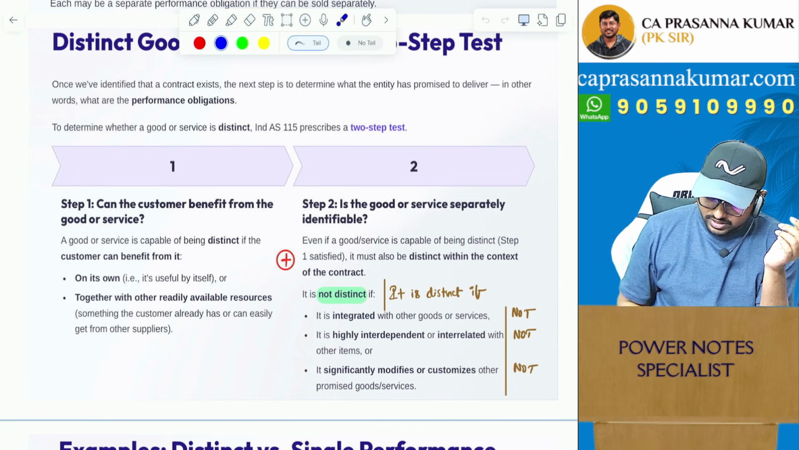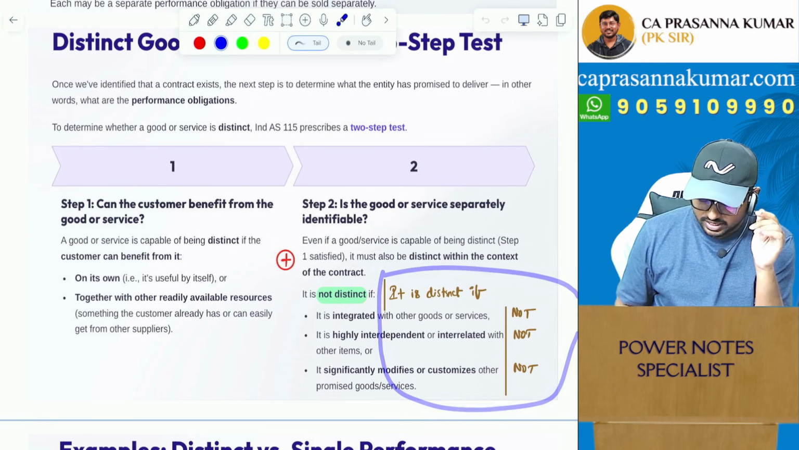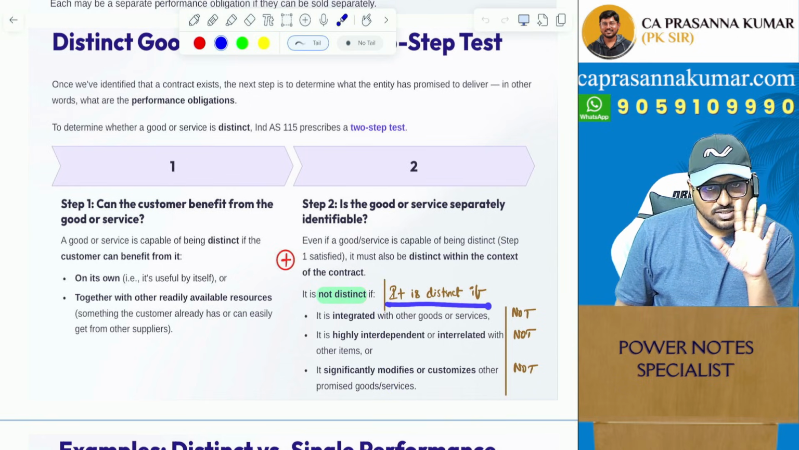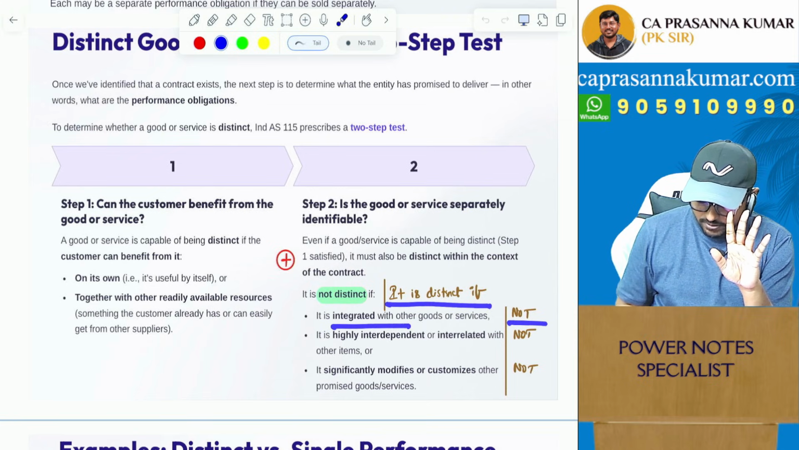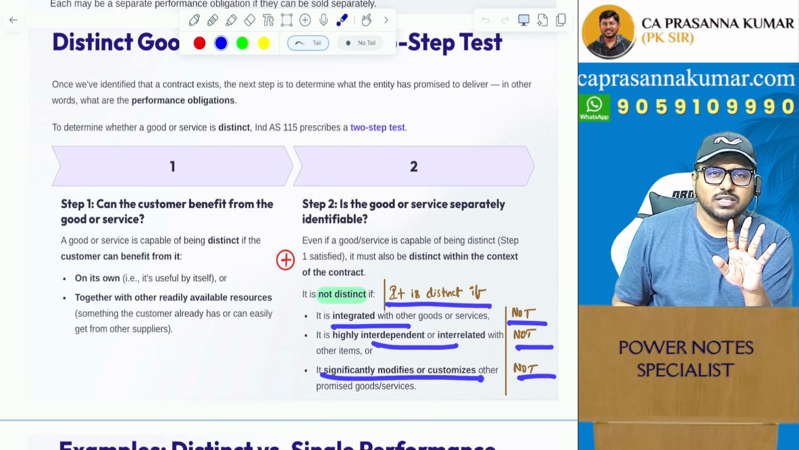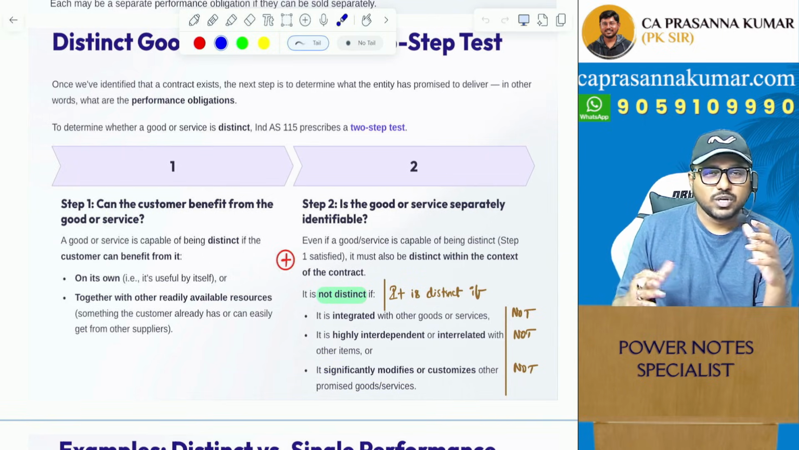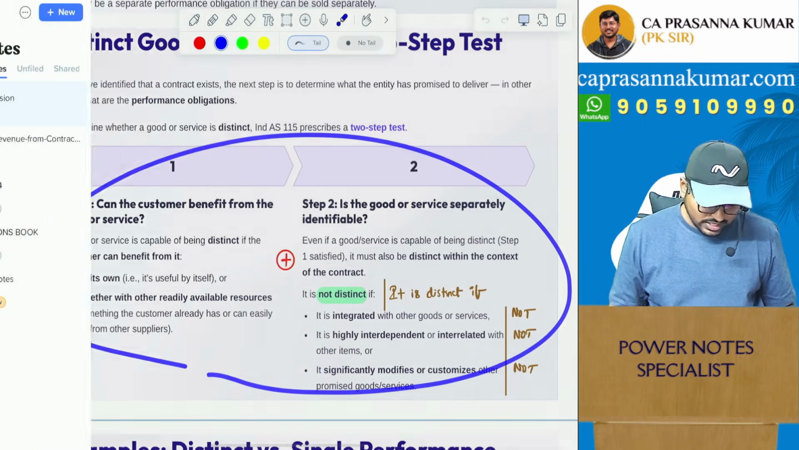Negative definitions are generally very difficult to understand. Therefore, I converted that into a positive definition. So what is that? The good or service is distinct if it is not integrated with other goods or services, it is not interdependent, it is not significantly modifying or customizing the others. Sir, we are not able to understand this. Yeah, I know that. Let's get to the example. Now see here.